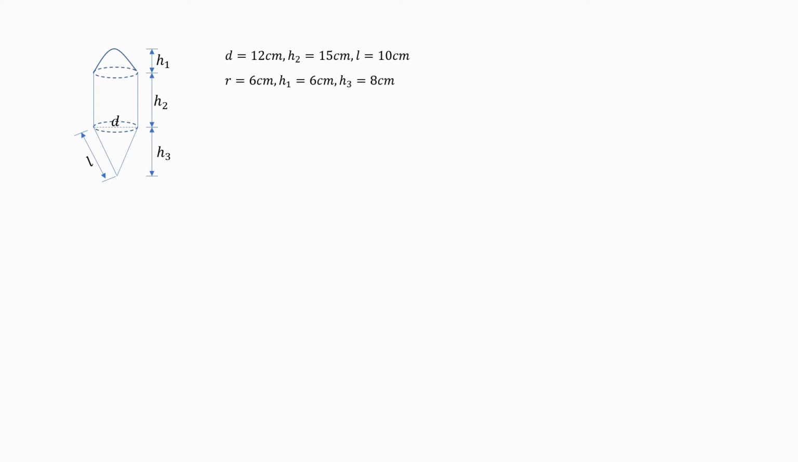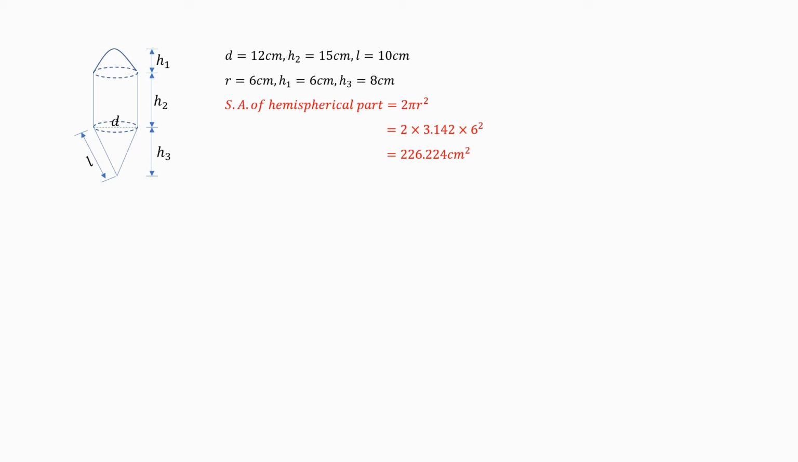So we are supposed to find the surface area of the solid, and to find the surface area of the solid, we need to find the surface area of the various parts. So starting with the hemispherical part, we are going to compute the surface area of the curved part, which is 2 pi r squared. We substitute, we have 2 times 3.142 times 6 squared, which is 226.224 square centimeters.